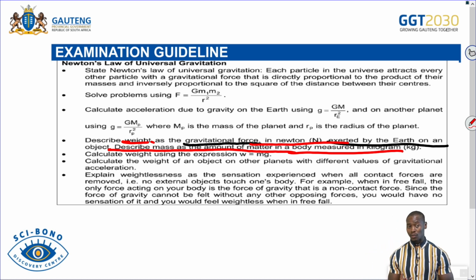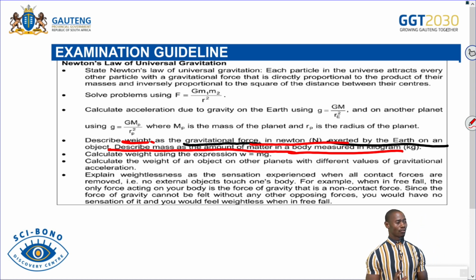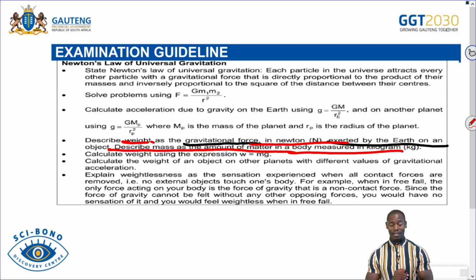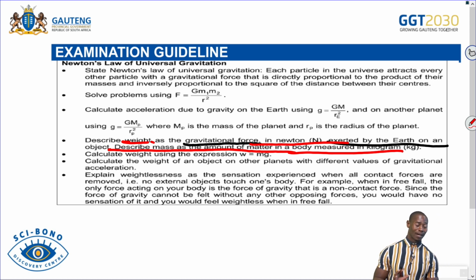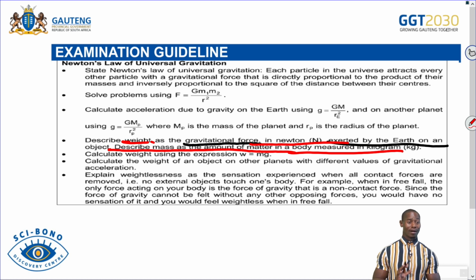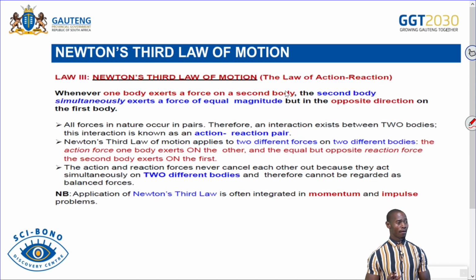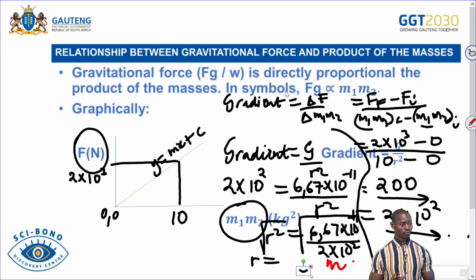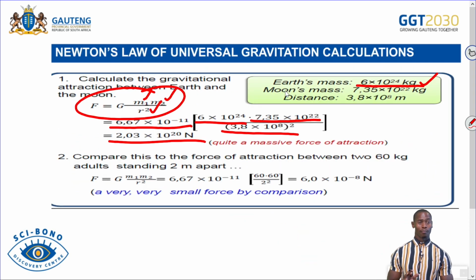So that is the difference between mass and weight. Just use your examination guidelines to explain that difference. Weight is the gravitational force exerted by the Earth on an object, measured in newtons, and it is a vector. What about mass? It is the amount of matter in a body measured in kilograms, and it is a scalar. And that's it. Okay, let's go back.